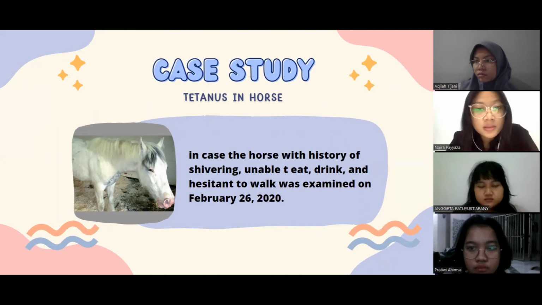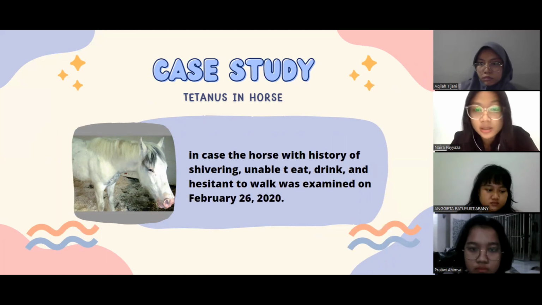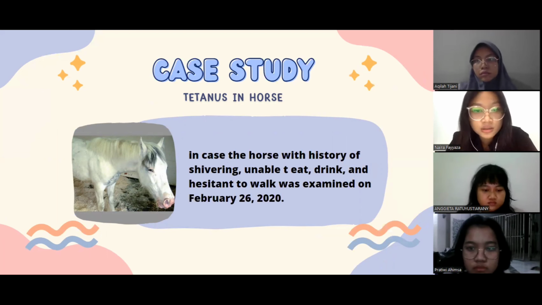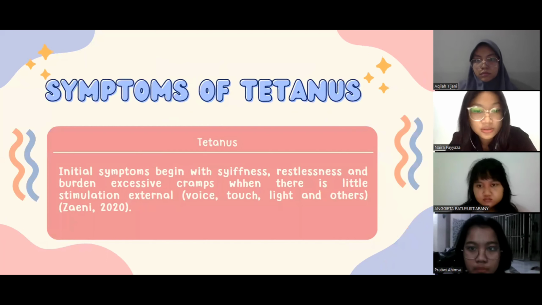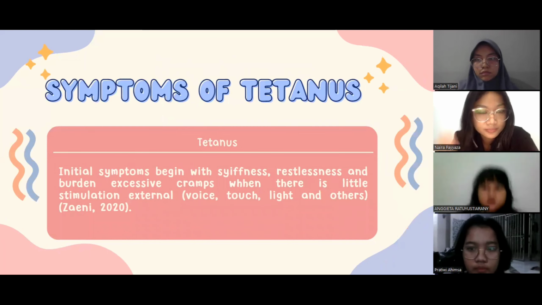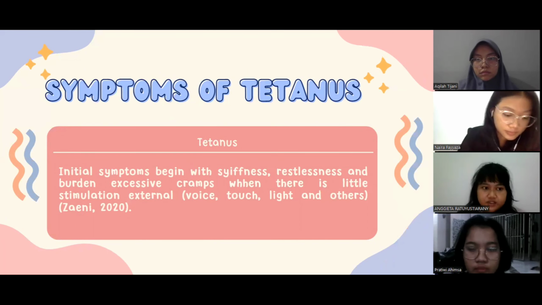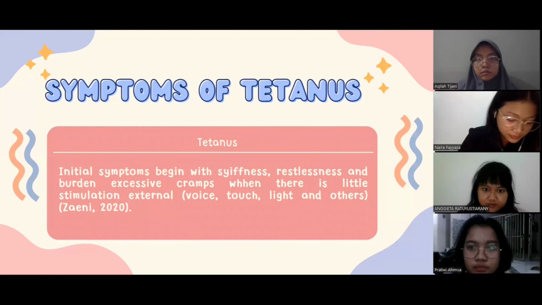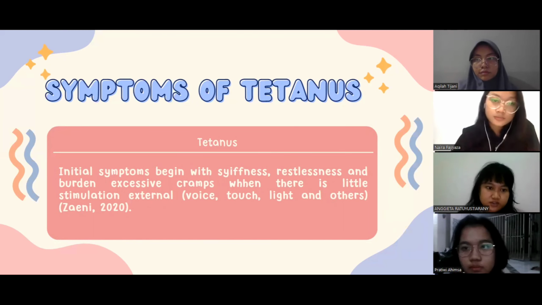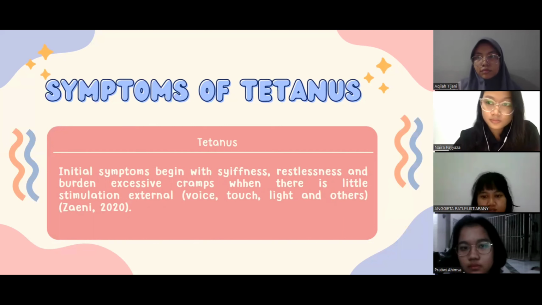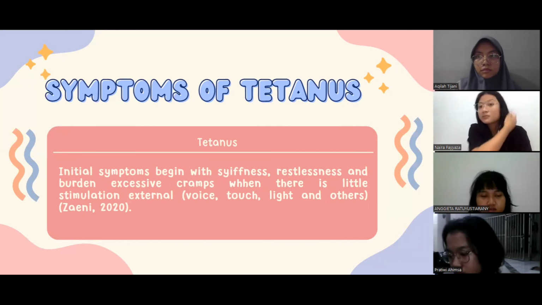Now the case study about tetanus in a horse. The horse had a history of suffering, being unable to eat and drink, and hesitant to walk, and was examined on February 26, 2020. Okay, next are the symptoms of tetanus. The initial symptoms begin with stiffness, restlessness, and excessive breathing, with cramps when there is a little external stimulation, like voice, touch, light, and others.